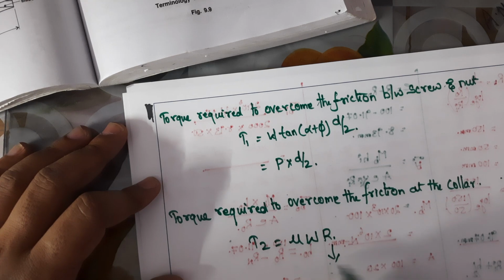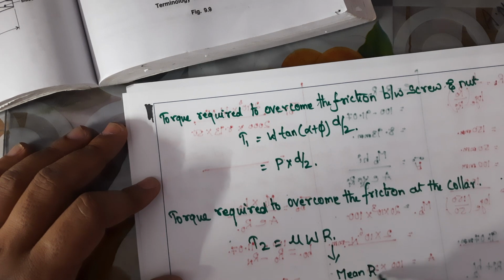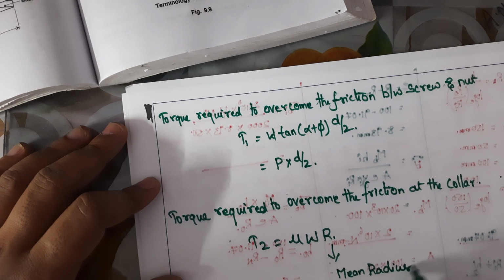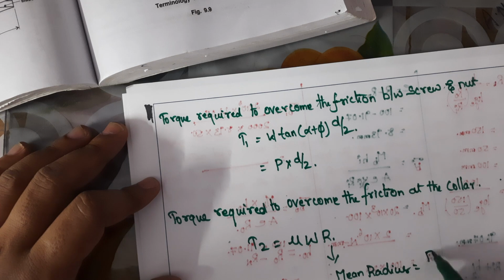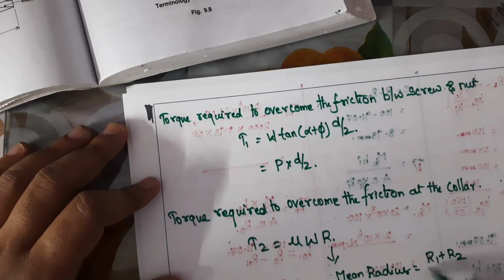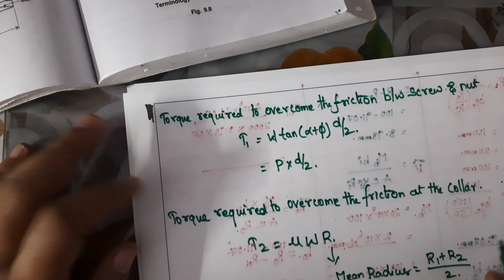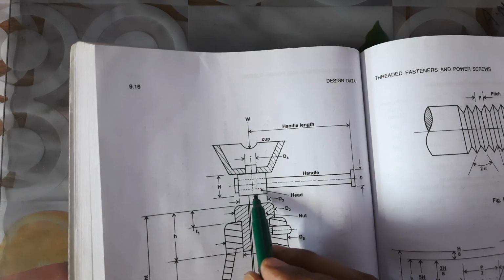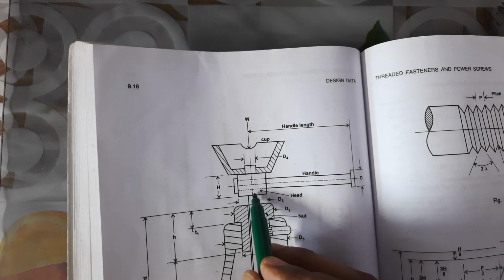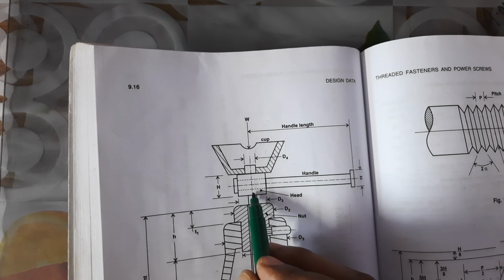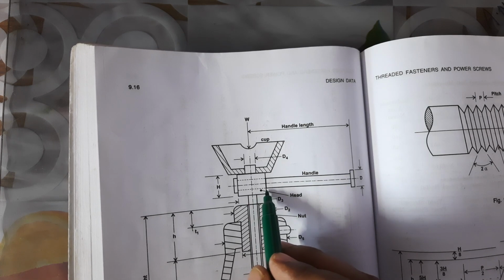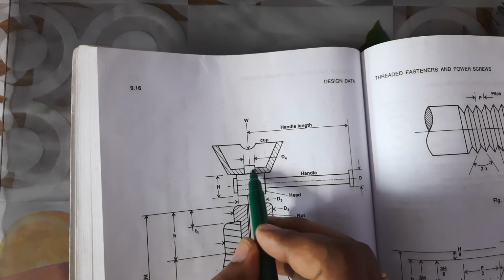So here R is nothing but your mean radius. So mean radius is equal to (R1 plus R2) by 2. What are R1 and R2 here? R1 is the distance from here to here, and R2 is the distance from here to here. So the load and the coefficient of friction.